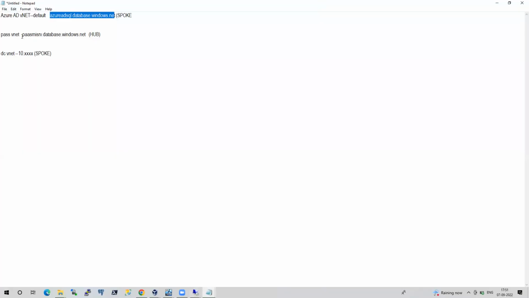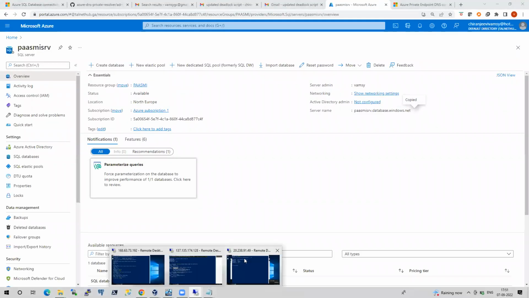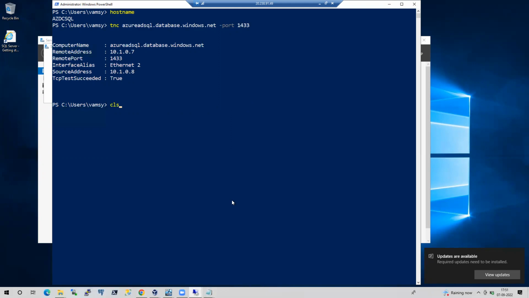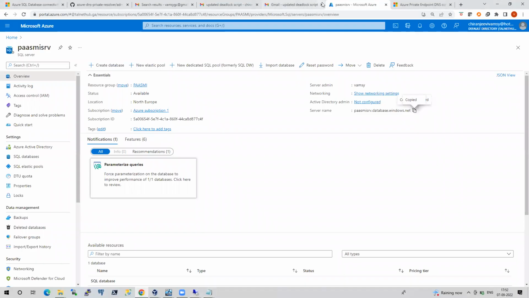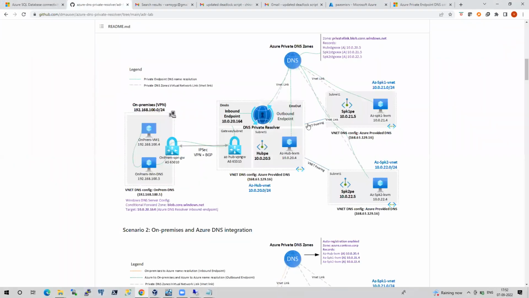And if I'm trying to reach PAS MI SRV, it's not working. That's what I'm talking about. PAS MI SRV, see, it's not working. So DNS is not working. Even though I have custom DNS, even though I have Azure-provided default DNS on for this VNet, it's not working. So what do I have to do now? As per this diagram, I have to link the VNets. Let's go and see what's happening.